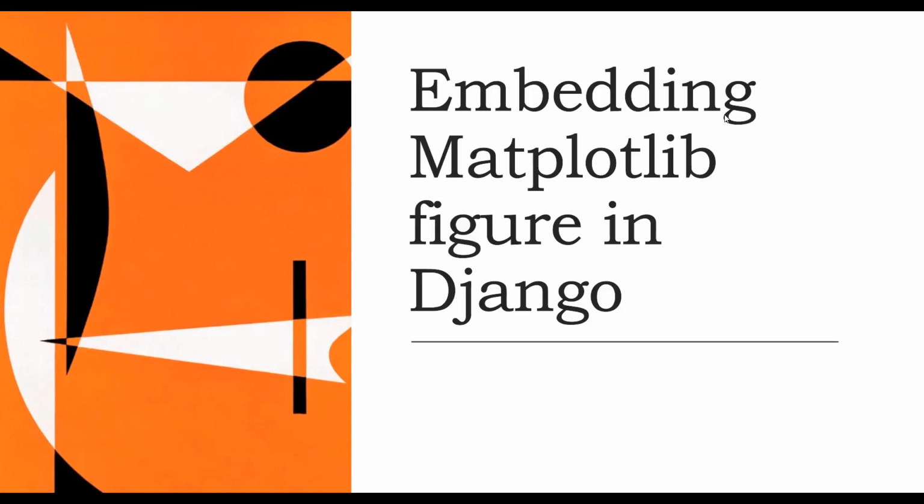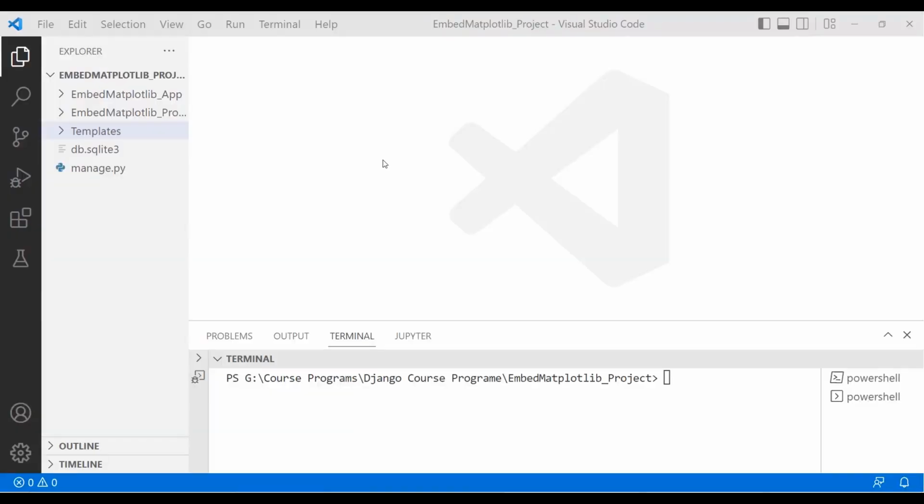So now we will learn to embed a matplotlib figure in Django, and we will learn this concept with the help of an example. So I will show you the example first. Here I created a Django project in Visual Studio Code, and for creating the project we use the command django-admin startproject and the name of the project. Here I created a project with the name embed_matplotlib_project.